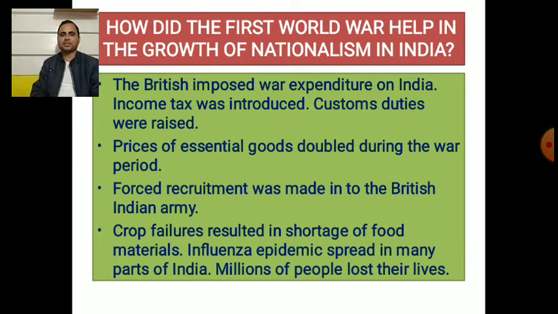And to meet all these requirements, the most important thing any imperialist country needs is what? Financial assistance. And to get this financial assistance, imperialist countries like Britain started to introduce various ways by which they could earn money and make themselves economically sound. The same thing the British did in India. To meet their war expenditure, the British introduced income tax on our people.